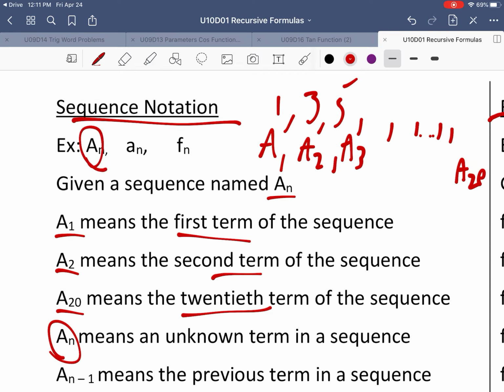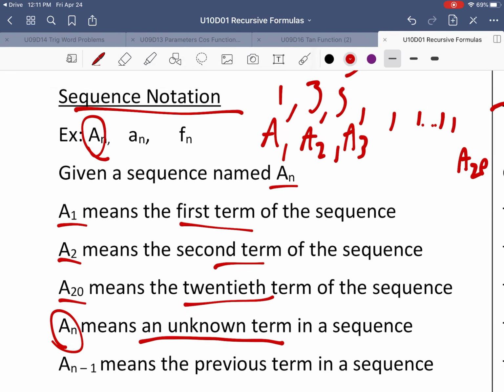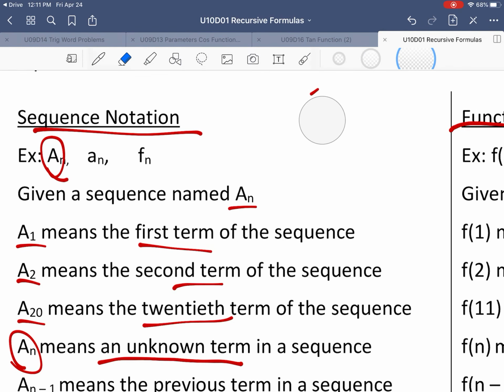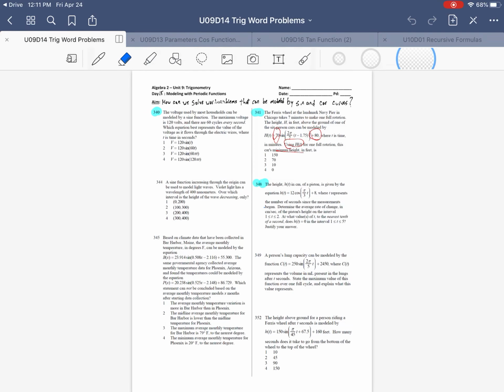Now, a sub n is the name of the sequence, but it's also an unknown term. So this means any term in the sequence. Any random term is a sub n. But if you were aware you were looking at a sub n, I'm just going to erase this real quick.